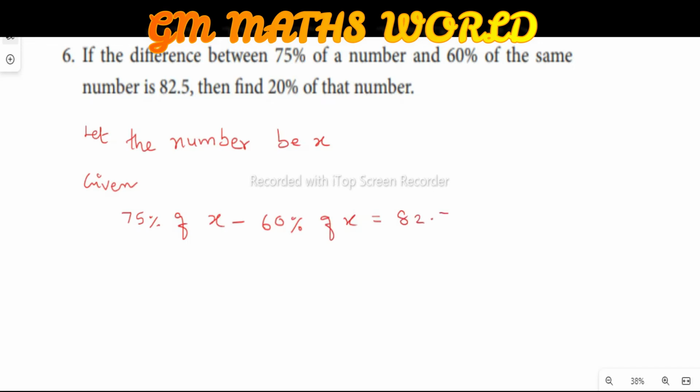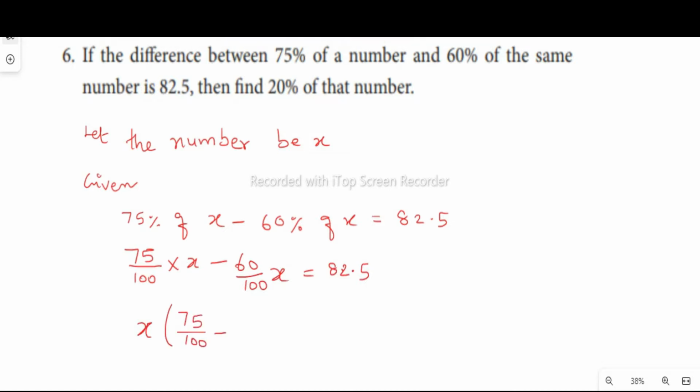Now 75% of x is 75 by 100 into x, minus 60 by 100 x, equals 82.5. Now we can see the term x is common in the first term and in the second term, which can be taken out. x is taken out, so (75 by 100 minus 60 by 100) x equals 82.5.